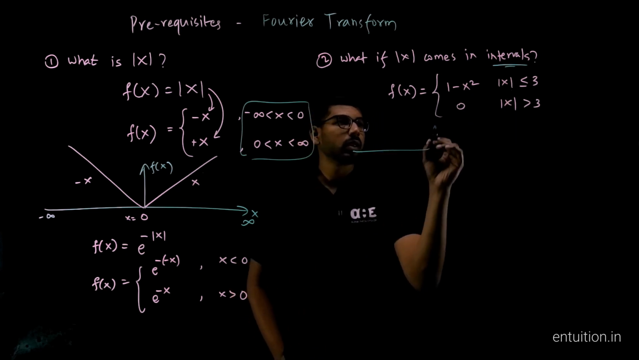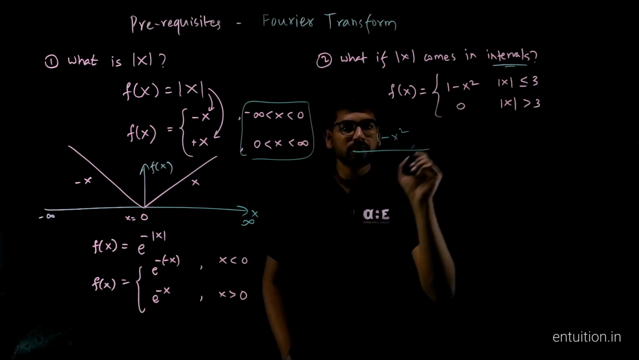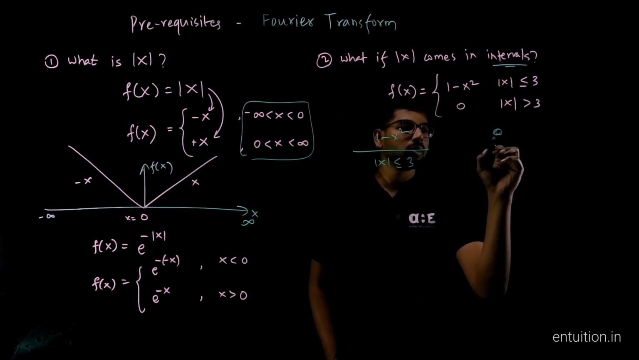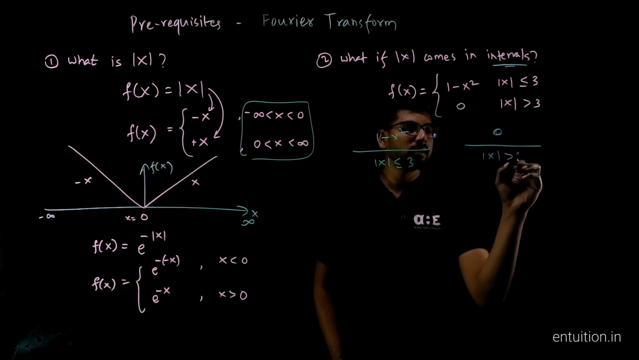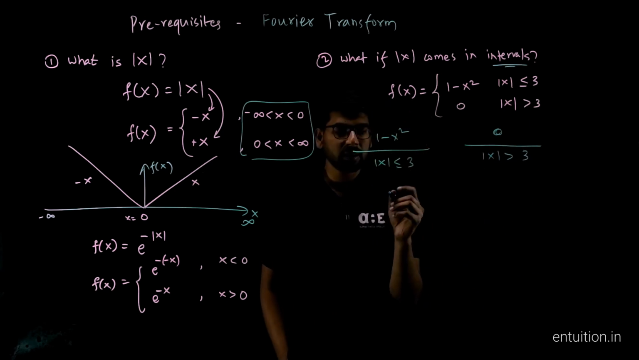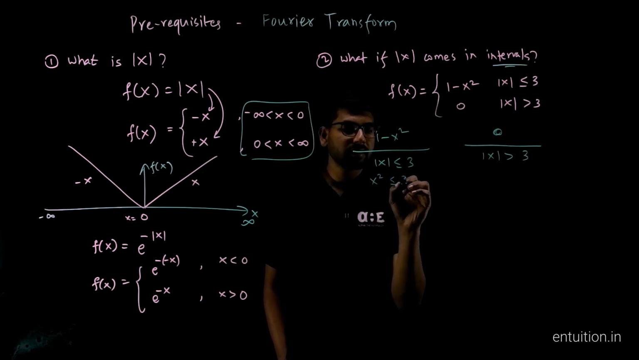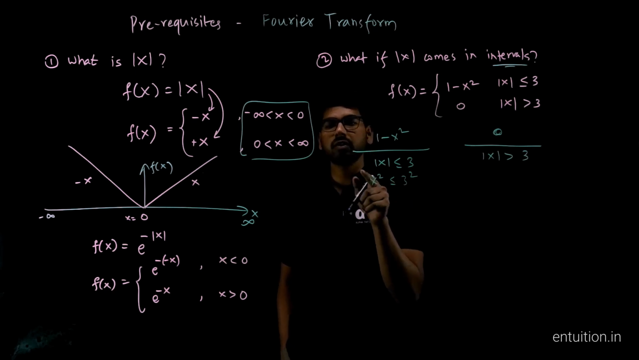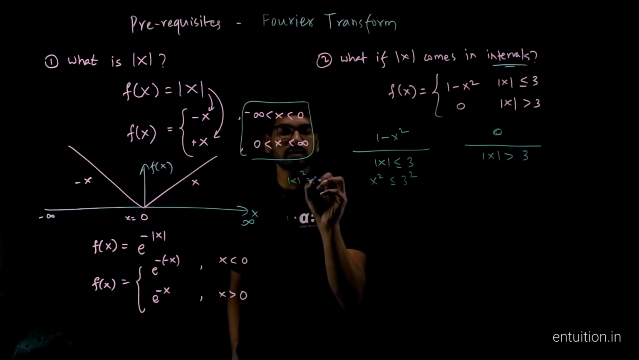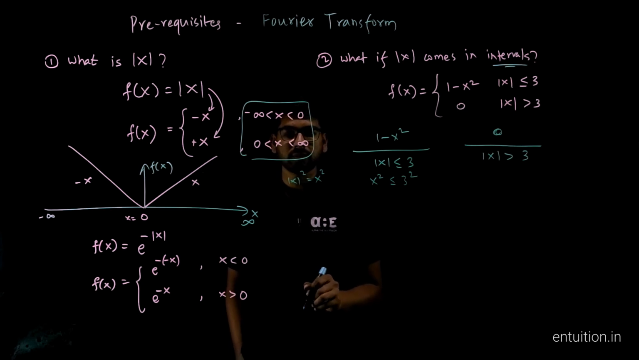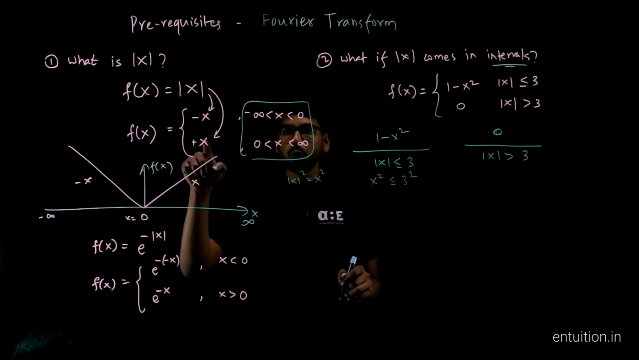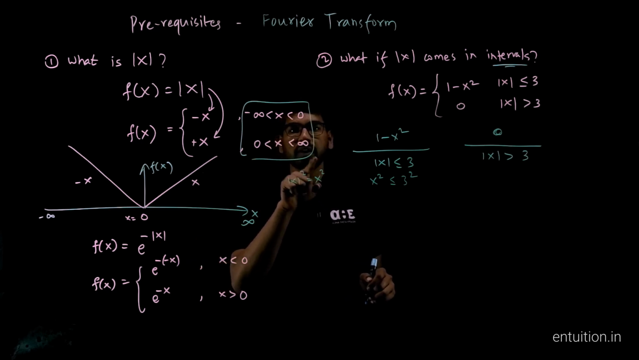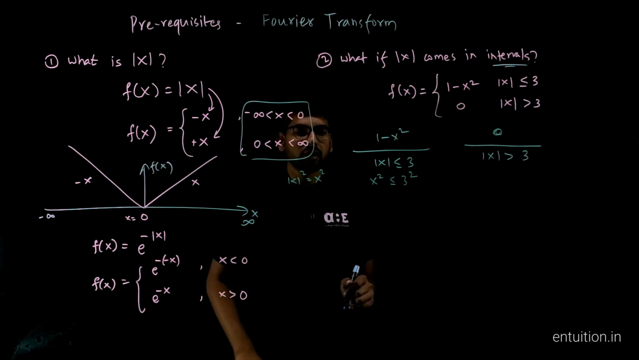First, it is 1 minus x square when mod x is less than or equal to 3 and it is 0 when mod x is greater than 3. So what should we do? First step is to square both sides: x square is less than 3 square. So why are you squaring it? Because mod x square is just x square, right? Mod x is actually two values for different intervals, but x square is, mod x square is just x square for all the values between minus infinity and infinity.